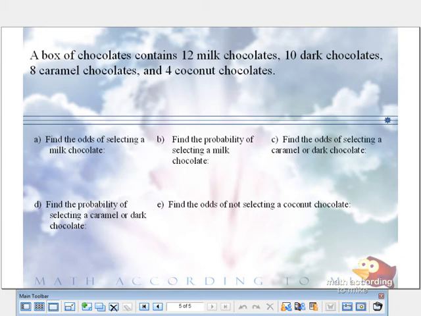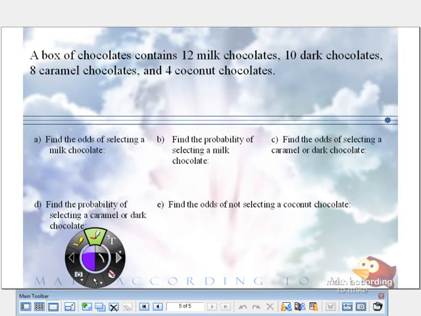Now, this is where we would use this information, number ofs. We don't need to write them as probabilities first. The way I want you to interpret A is, how many are milk chocolate? 12. Hold on. Why isn't there a brown? Brown would make sense here. We'll go orange. 12.